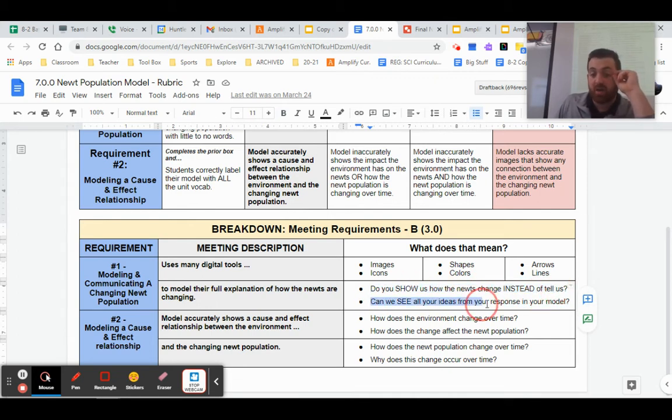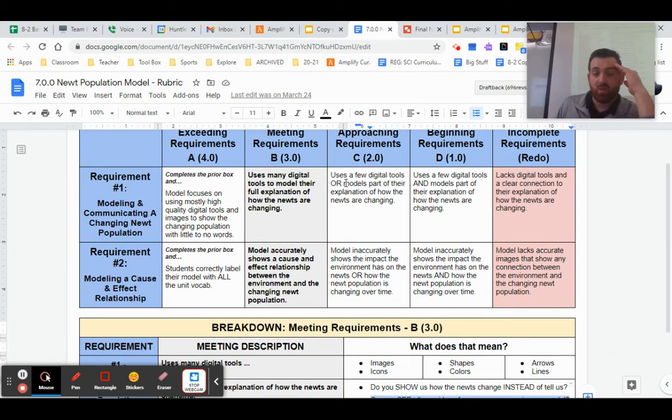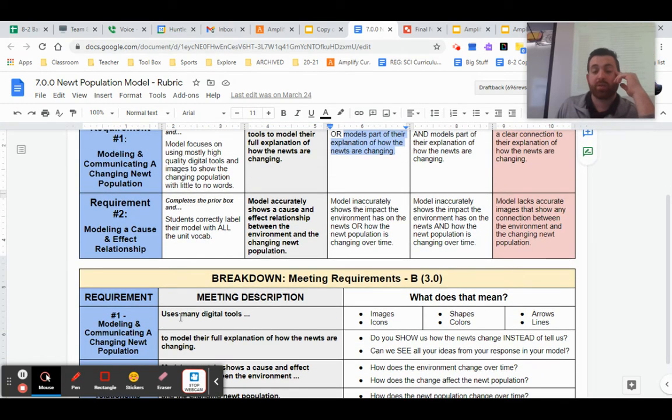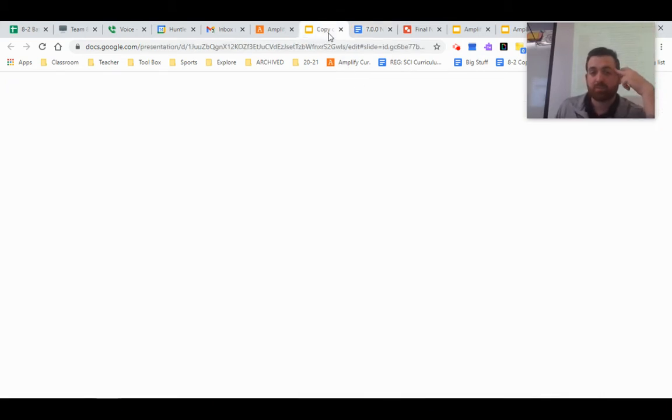Can we see all of your ideas and your response? Okay. Now notice when I say see, I mean images and icons. So if you use a lot of words, you're not showing us, you're telling us. So that means your model has more of an explanation rather than actual modeling of what's happening with pictures and images. Okay. So let's look at an example of something that maybe doesn't have a lot of digital tools and has more of an explanation than an actual model.